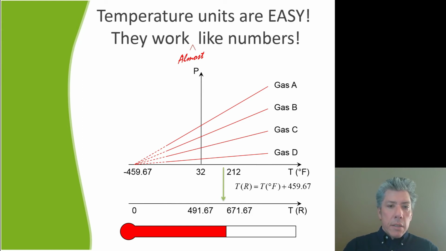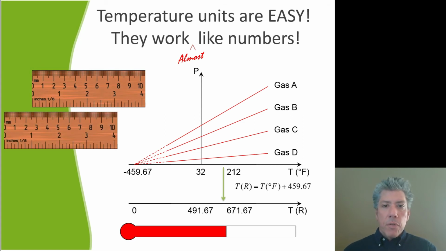And so, again, this is just like two rulers that are offset from one another. The Fahrenheit scale is above, and the Rankine scale is below. In a similar way, one particular temperature on the Fahrenheit scale corresponds to a different number that is just offset on the Rankine scale. So that difference is 459.67.